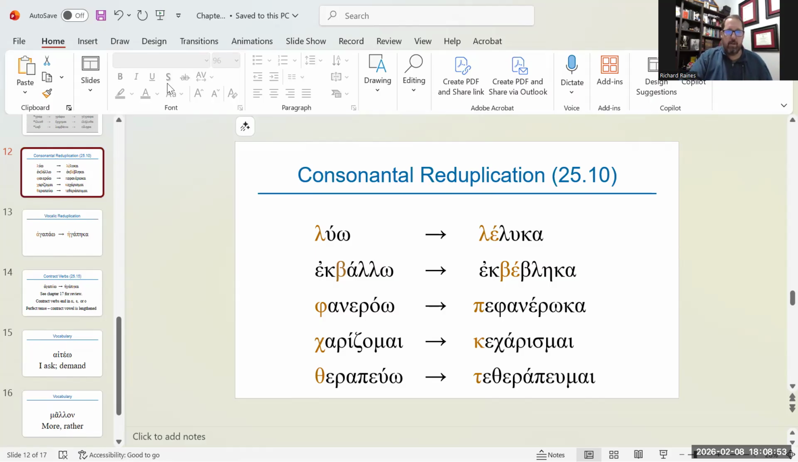So you see right here, luo. Luo starts with a lambda, right? So you're going to duplicate that lambda. You're going to separate that duplication by an epsilon.